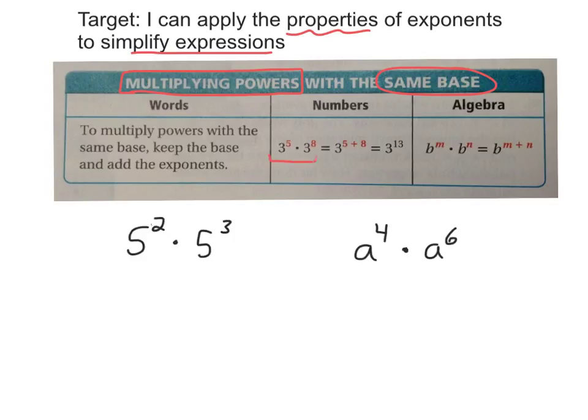like 3 to the 5th times 3 to the 8th. Since they have the same base, you can simply add the powers. So it's 3 to the 5th plus the 8th, or 3 to the 13th. So let's take a look at an example of why that is.